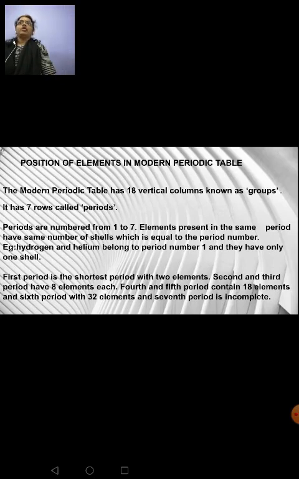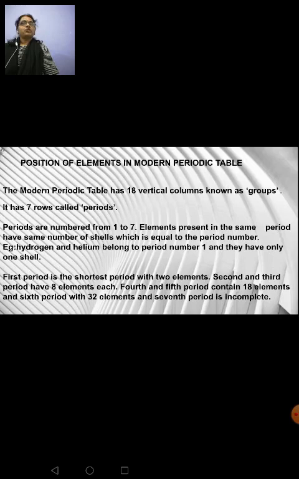So when we look at their atomic numbers, lithium has atomic number 3, therefore its electronic configuration is 2, 1, right? So it will have 2 shells around it. Now beryllium atomic number is 4, its electronic configuration is 2, 2, therefore it will also have 2 shells around it. Then boron atomic number is 5, so electronic configuration is 2, 3.